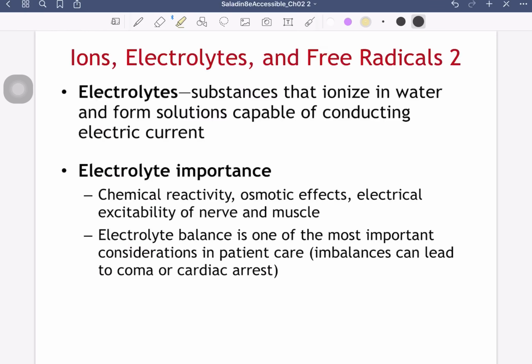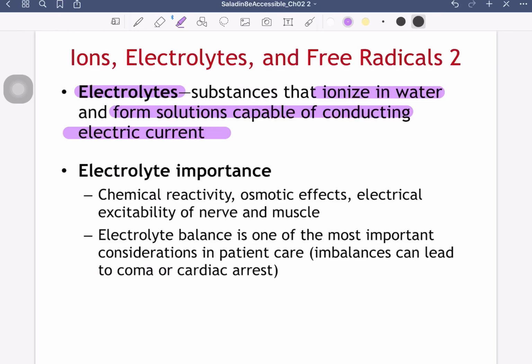In this little video, we'll talk about ions, electrolytes, and free radicals. Now, an electrolyte, there are different definitions out there, but they all have the same basis to them. Substances that ionize in water and form solutions capable of conducting electric currents. That's the key to almost every definition you see.